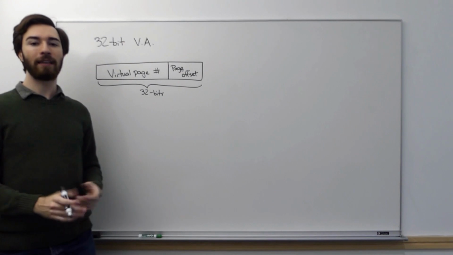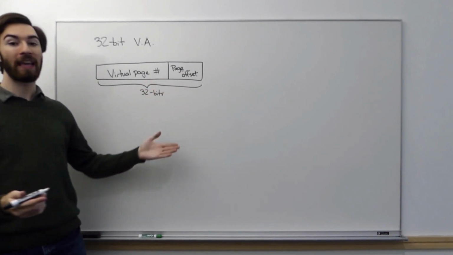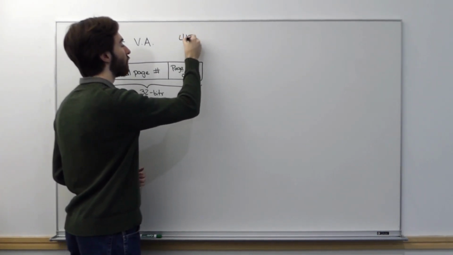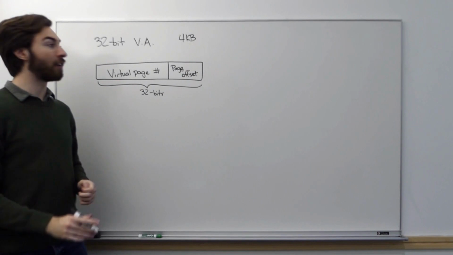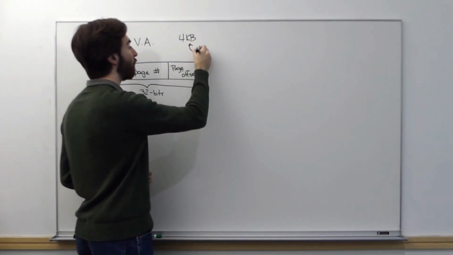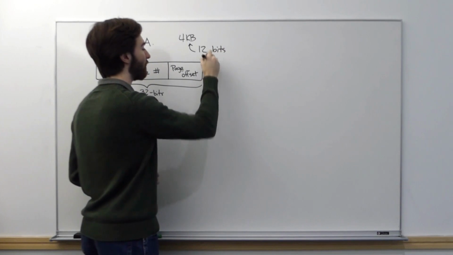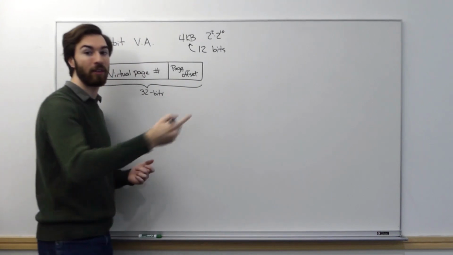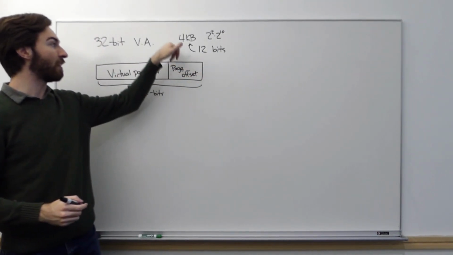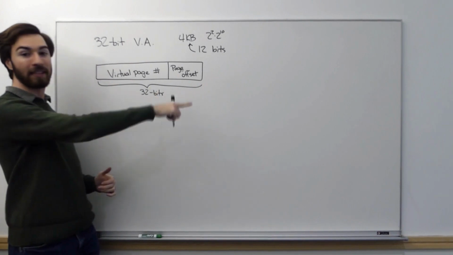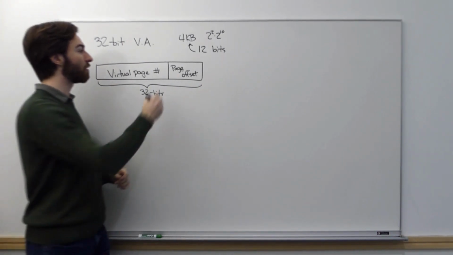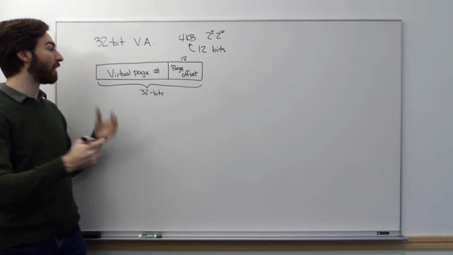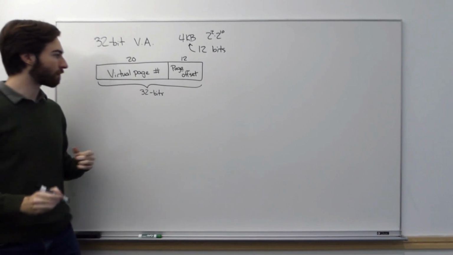Oftentimes, the size of a page will be given to you in a problem. A common page size is 4 kilobytes. And to index into 4 kilobytes of byte addressable memory, you would need 12 bits, because 4 kilobytes is 2 to the power of 2 times 2 to the power of 10 bytes. So you need 12 bits to be able to index into a 4 kilobyte page size. And so in this specific example, our virtual address would have 12 bits at the end reserved for the page offset, and then the actual virtual page number would be 20 bits.